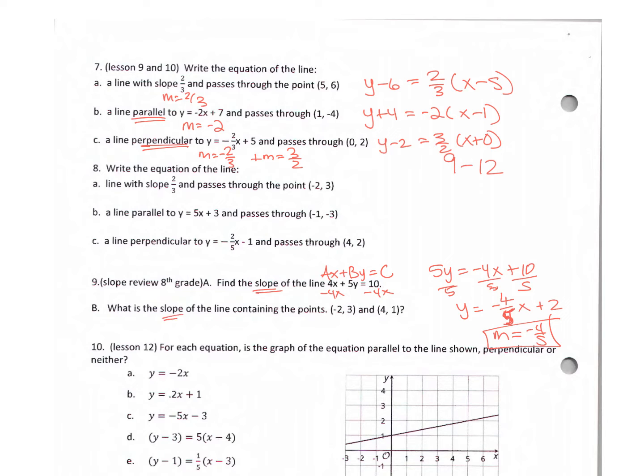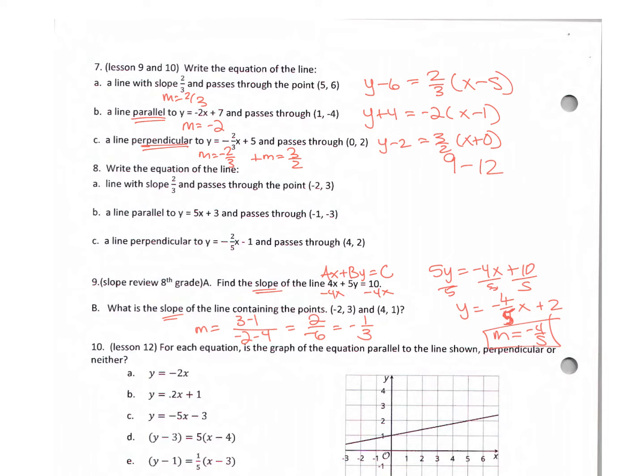What's the slope of the line containing the points negative 2, 3, and 4, 1? You could set up your slope formula. The difference in your y's, for example, 3 minus 1, over the difference in your x's, negative 2 minus 4, would get me 2 over negative 6, or negative 1/3 would be the slope of that line.